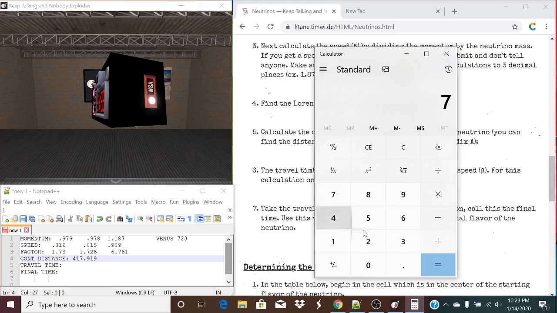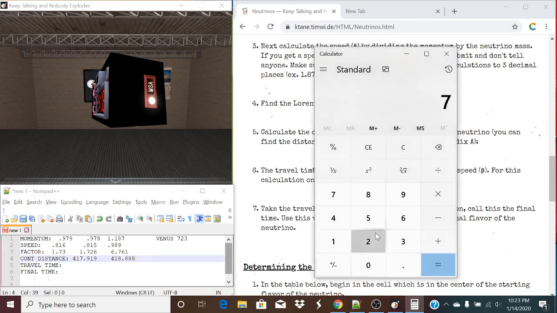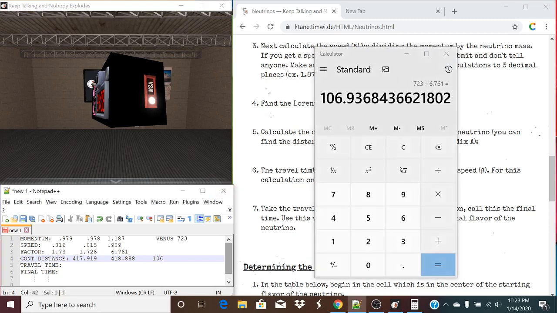Next up, 723 divided by 1.726 is a result of 418.888, because we round up because of the 6. And finally, 723 divided by 6.761 is a 106.937. And those are our contracted distances.